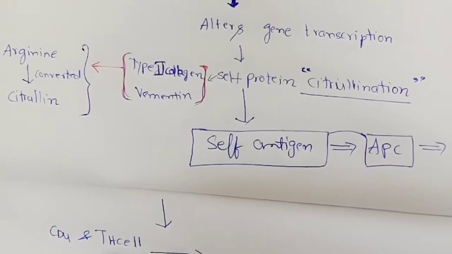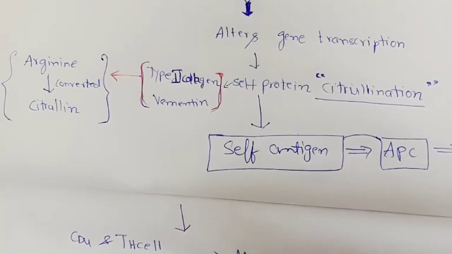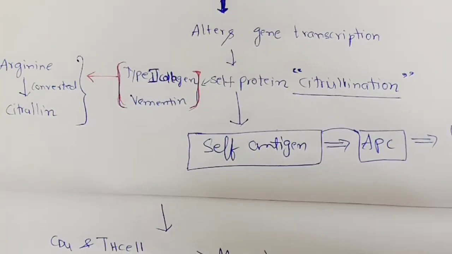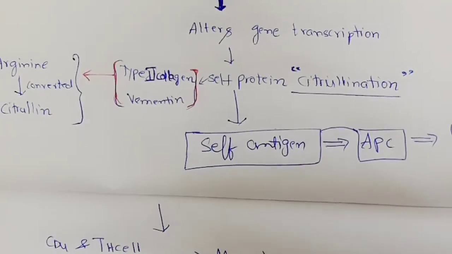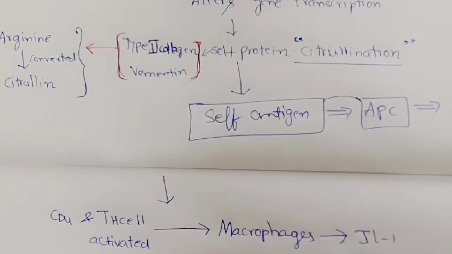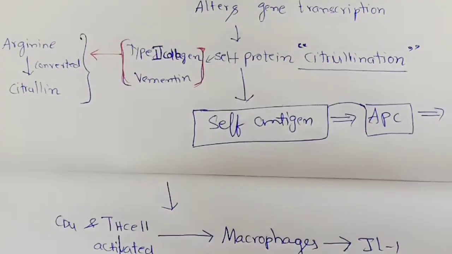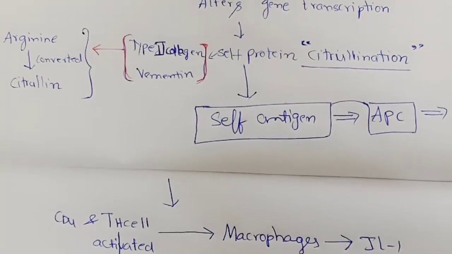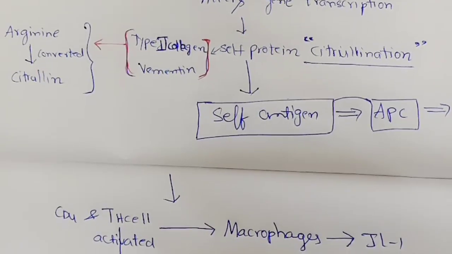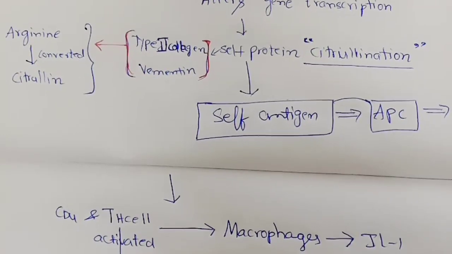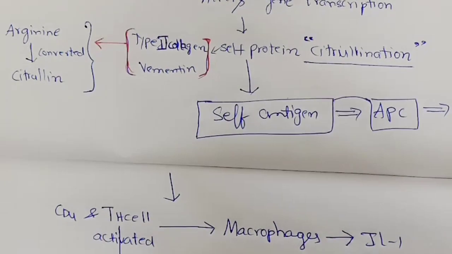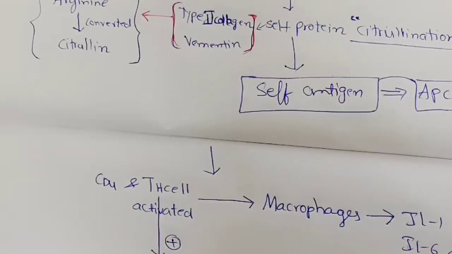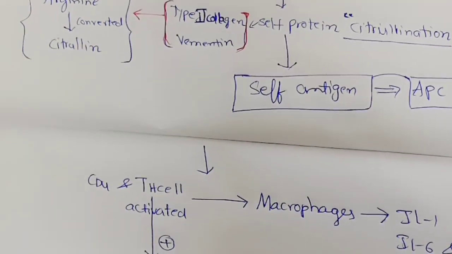These activated CD4 cells and T helper cells activate macrophages to release inflammatory mediators like interleukin 1, interleukin 6 and TNF alpha. Moreover, T helper cells stimulate the proliferation of B cells. There is excessive proliferation of B cells, where the B cells differentiate into plasma cells. These plasma cells secrete antibodies like IgG.